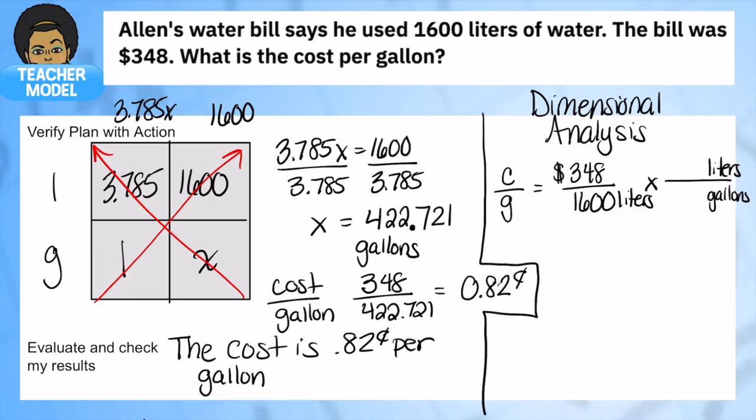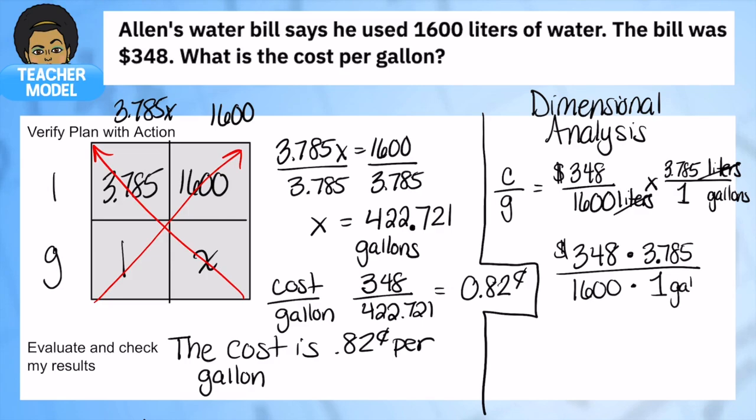So what do we know about liters and gallons? We know that there are 3.785 liters in 1 gallon. So now, when we multiply, these are going to cancel, and you're going to multiply $348 times 3.785, and then you're going to multiply 1600 times 1 gallon. So that's what you're going to do.